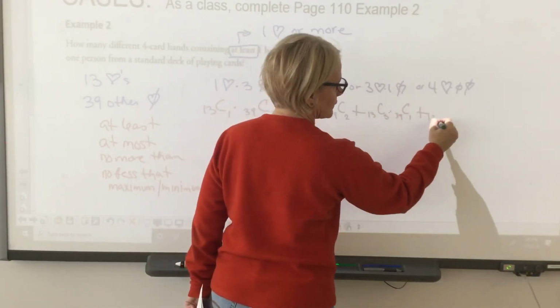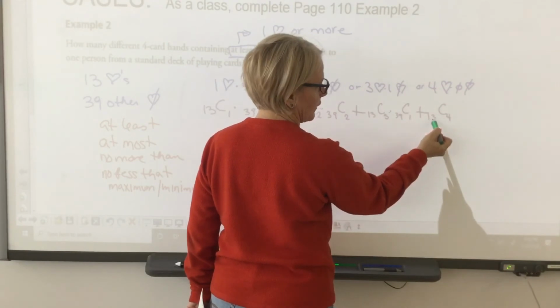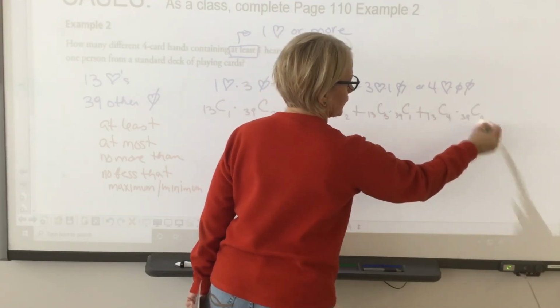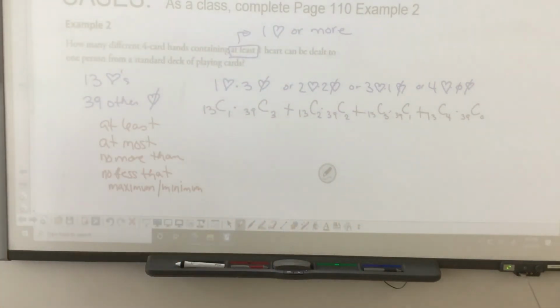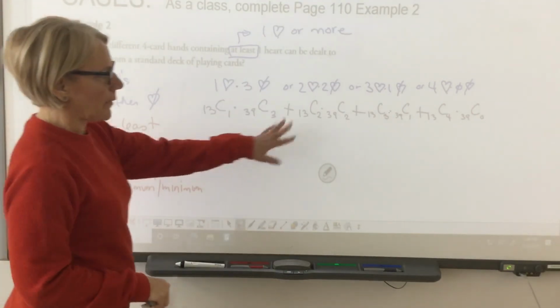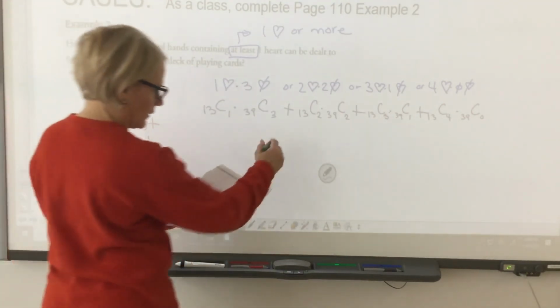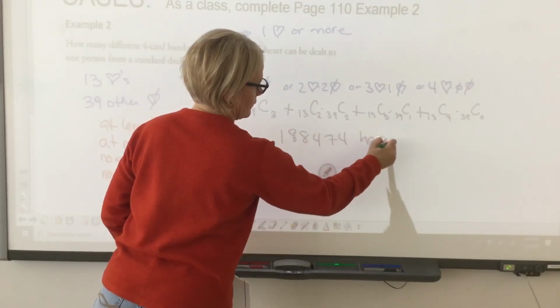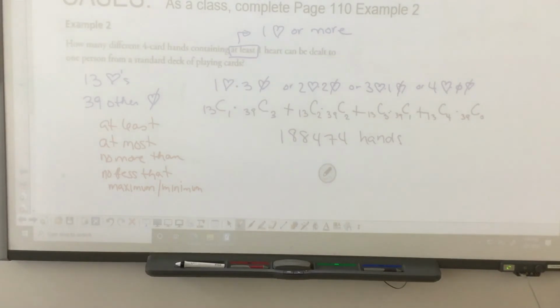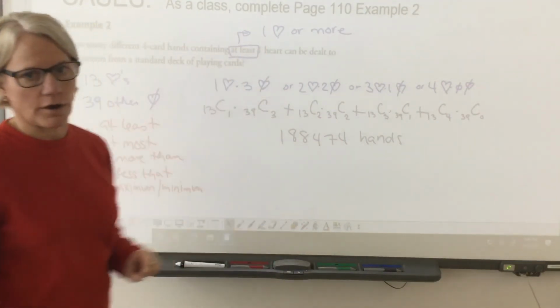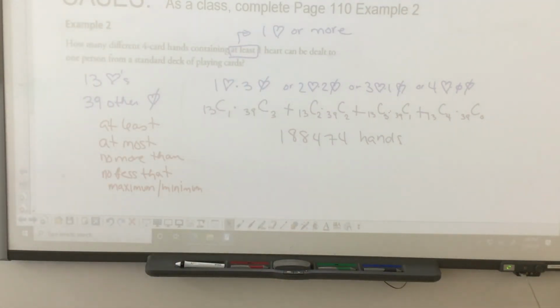And then the last scenario or case is I would have 13. I'm going to choose all 4 hearts. And out of the 39, I'm going to choose none. And you can put that in your calculator all in one line. You can do it in parts, whatever makes sense to you. It ends up being, just so you can check yourself, over 188,000 possible hands that you could produce by having at least 1 heart dealt in a 4-card hand.